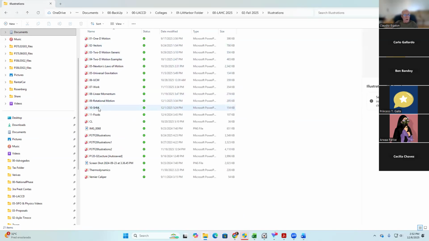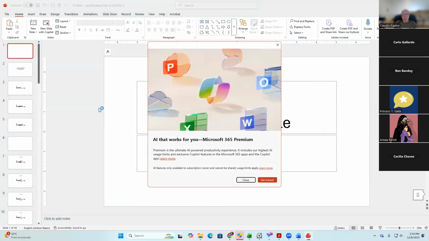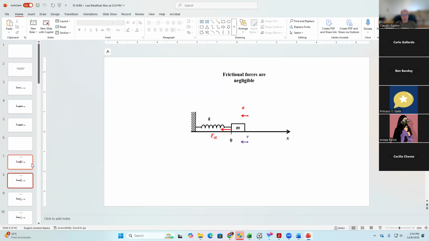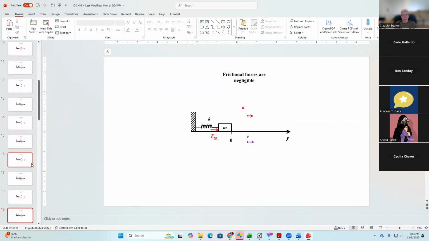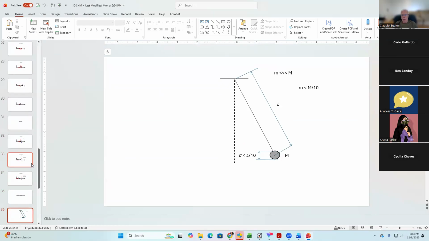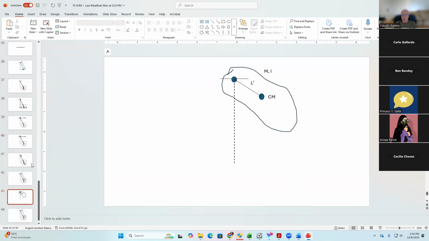What I want: rotational motion, simple harmonic motion. I want a picture, a figure, so you can visualize how different the physical pendulum is compared to the simple pendulum. Here you go. Simple pendulum: a point particle and a string of negligible mass, length L. And what about the physical pendulum? Here you go. That's how the physical pendulum looks. A very generic physical pendulum.